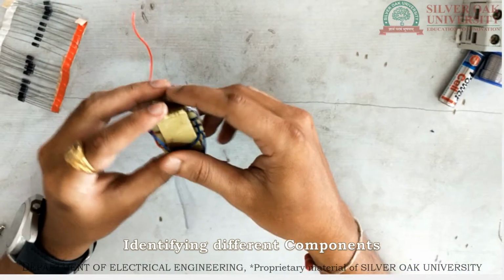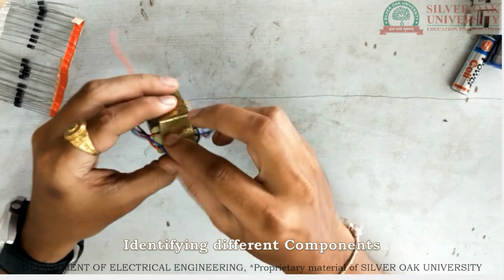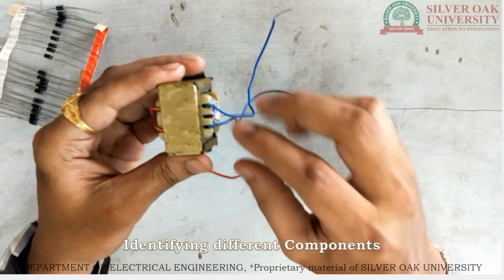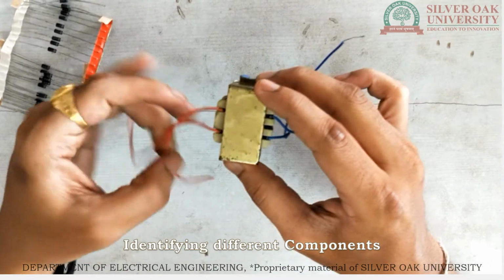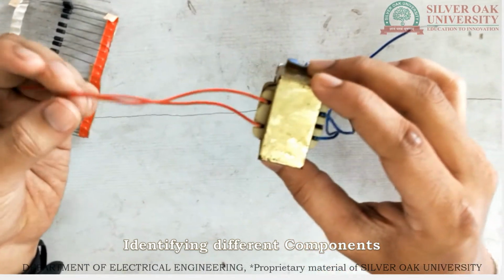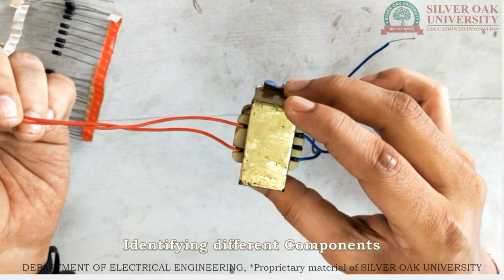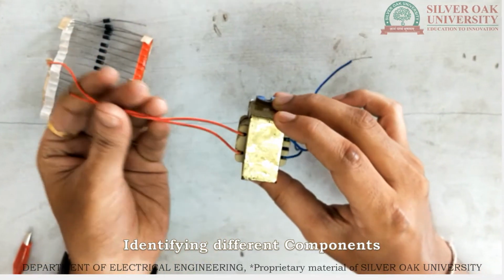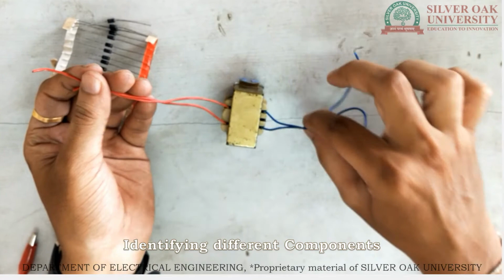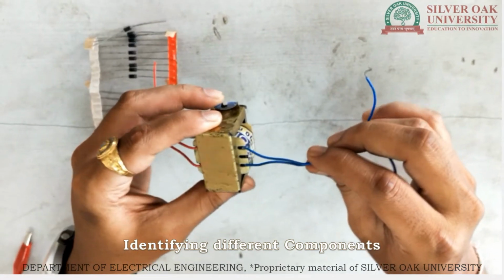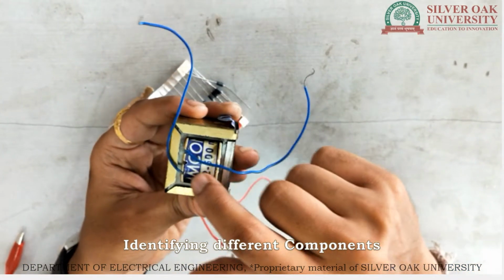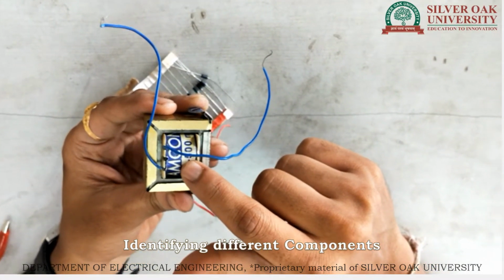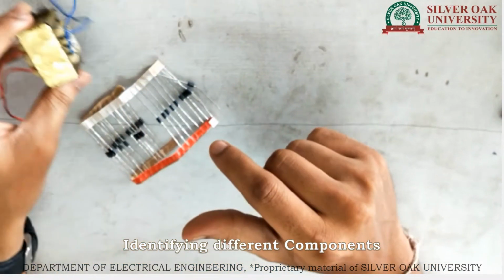The next is your transformer. This is basically the step down transformer. Its function is to convert the voltage that is given to the supply side. This transformer is basically 230 by 12. That means the 230 volt on this side will be converted into 12 volt that we will obtain on this side. In this portion we will have different windings, the primary winding and the secondary winding.